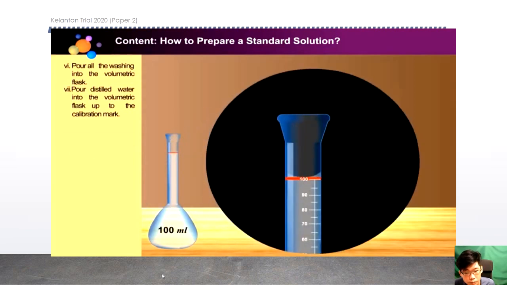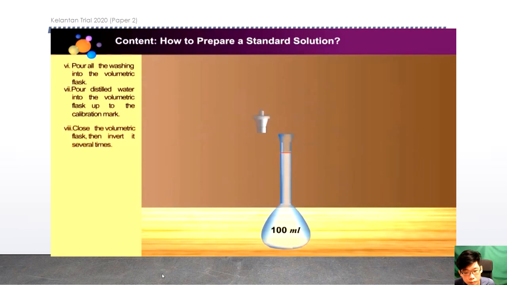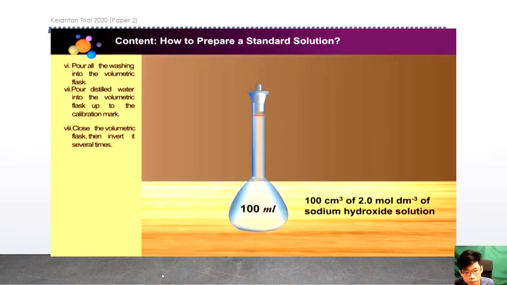calibration mark. Close the volumetric flask tightly with its stopper. Then, invert the flask several times to ensure thorough mixing. Now, your standard solution is ready.